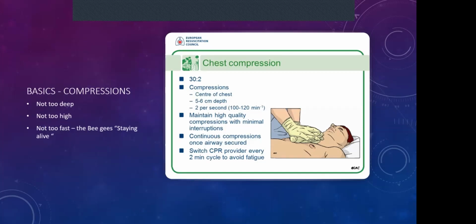So the most important thing, not too deep, all right? So 5 to 6 centimeters depth, 2 per second, 100 to 120 per minute, all right? And like I say, make sure you release. There must be a rebound, so that is diastole, all right? And not too fast, not too high, like I say, not too high on the chest, and not too fast, all right? Everybody here knows Staying Alive? Right. So that's the song that you sing in your head, all right?